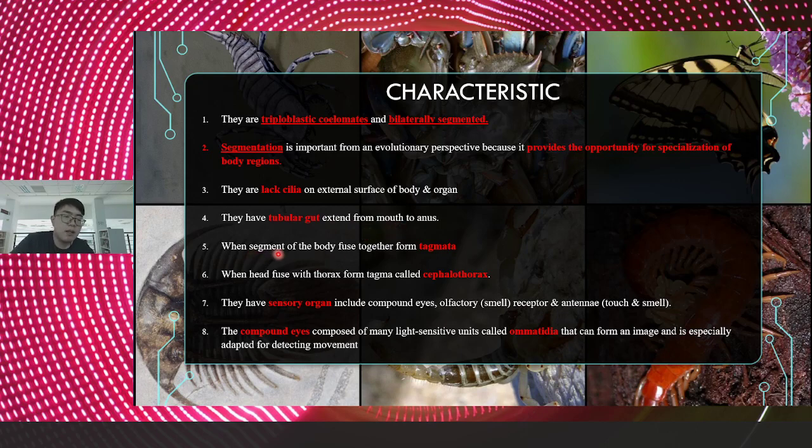And when segments of the body fuse together they form tagmata, and when the head fuses with the thorax it forms the cephalothorax. Maybe you don't know this one; later I will use a picture and you will know already.